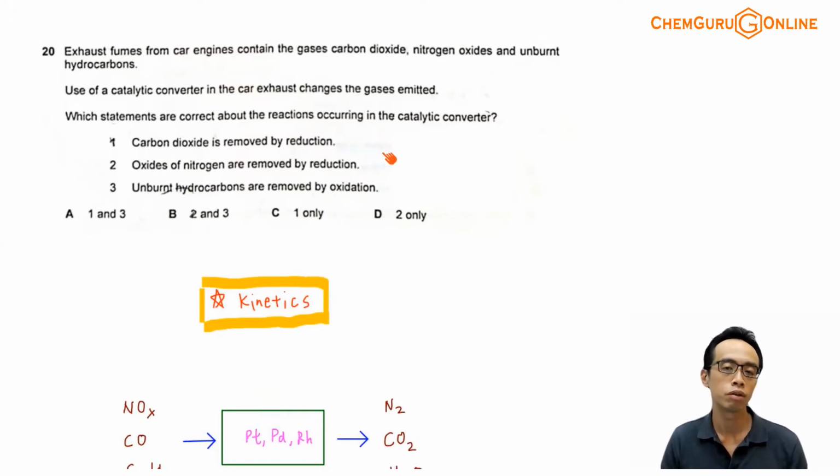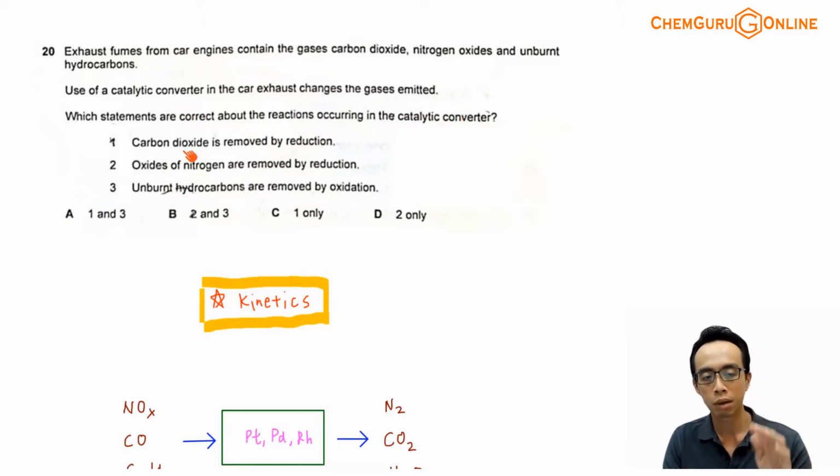Now in this video, we want to discuss the suggested solution for 2020 A-Levels H2 Chemistry Paper 1, question 20. Question 20: exhaust fumes from car engines contain the gases carbon dioxide, oxides of nitrogen, and unburnt hydrocarbons. Use of a catalytic converter in the car exhaust changes the gases emitted. So which statements are correct about the reactions occurring in the catalytic converter?